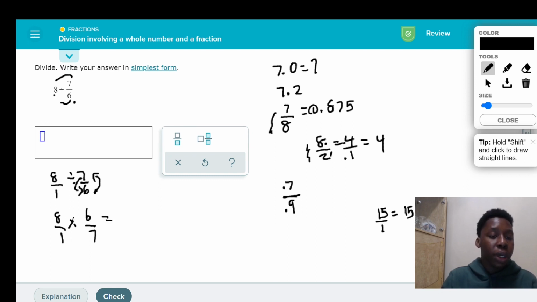Okay, so all we have to do now is multiply the top and divide by the bottom. So this is 8 times 6 divided by 1 times 7. This equals 48 divided by 7, because when we multiply the top, that gives us 48, and when we multiply the bottom, that gives us 7. So this equals 48 divided by 7. Okay, so this is the smallest form it can be.